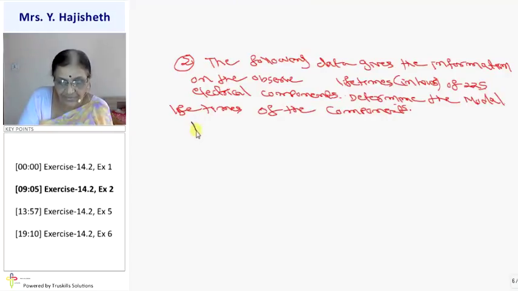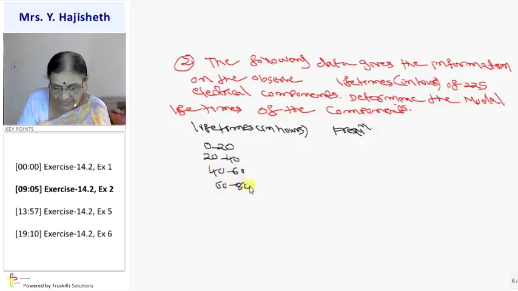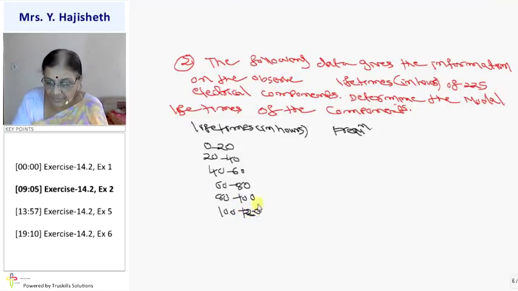First I will write data is given in lifetime in hours and you are given frequency. Lifetime is given between 0 to 20, 20 to 40, 40 to 60, 60 to 80, 80 to 100, 100 to 120. Clear? And frequencies are 10, 35, 52, 61, 38 and 29.